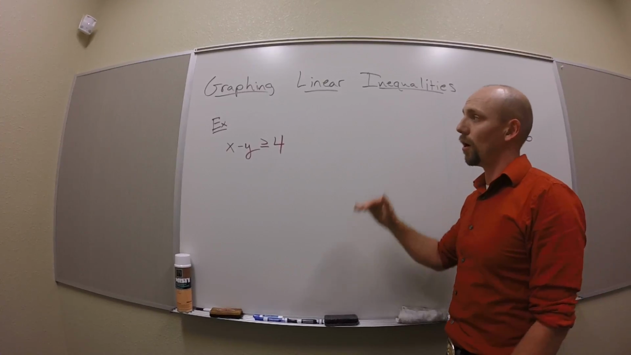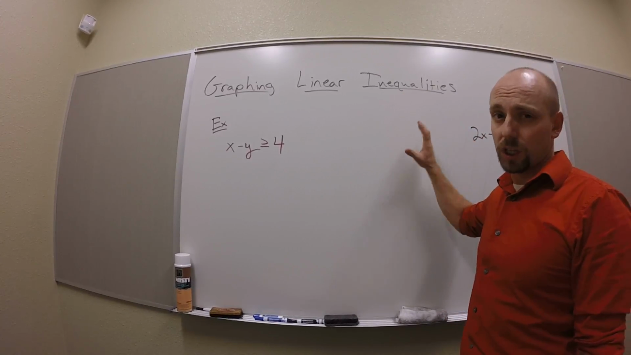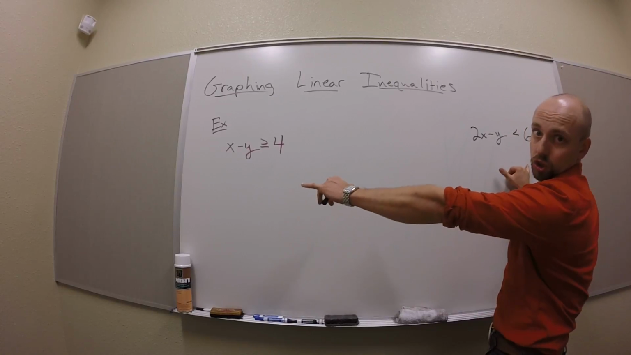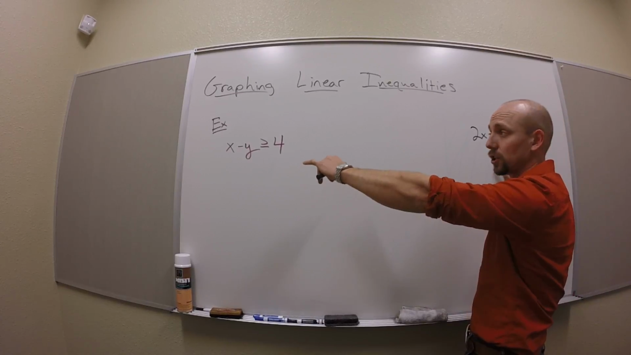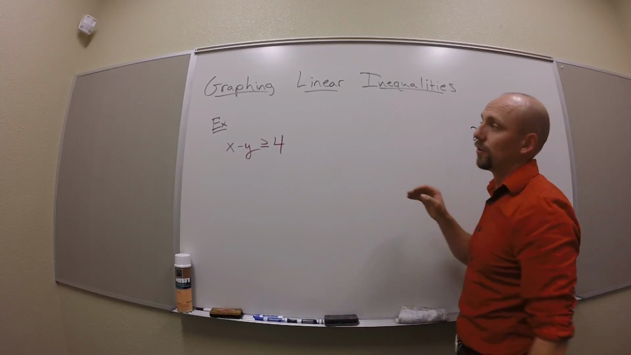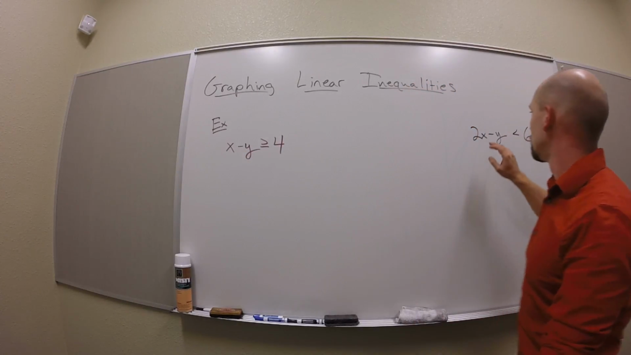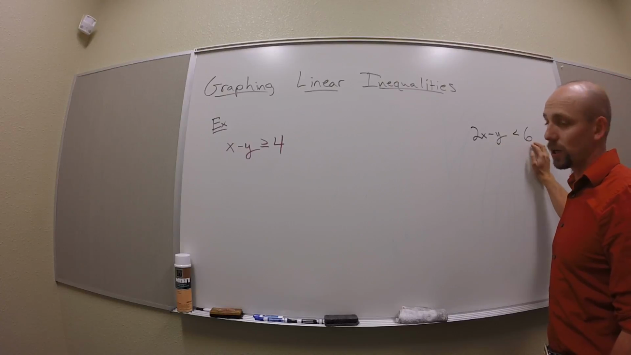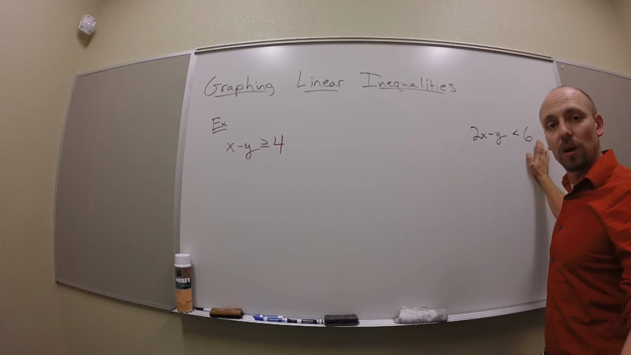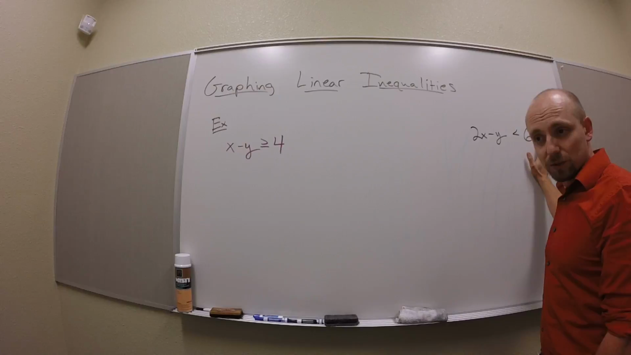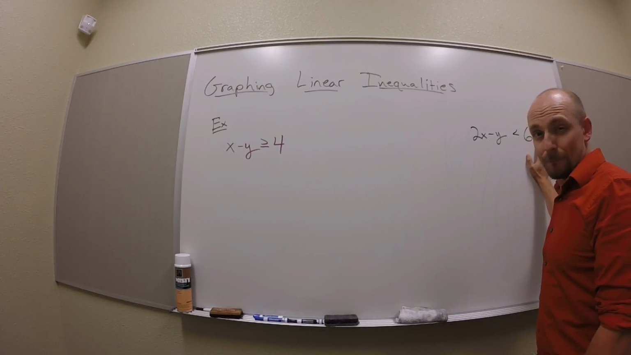Okay, so I'm going to give you another example. And this one's a little bit weird because there's two linear inequalities, right? So there's two inequalities with lines. The first one's going to be x minus y is bigger than or equal to 4. And the second one's going to be 2x minus y is smaller than 6. This is going to be a lot like solving the systems of inequalities that we did before, like in chapter 3.